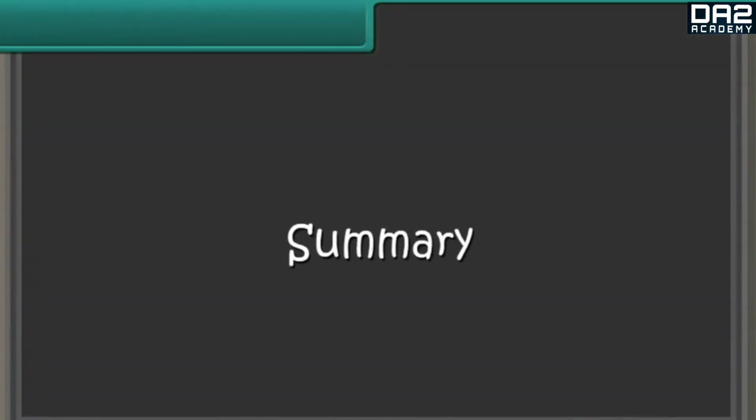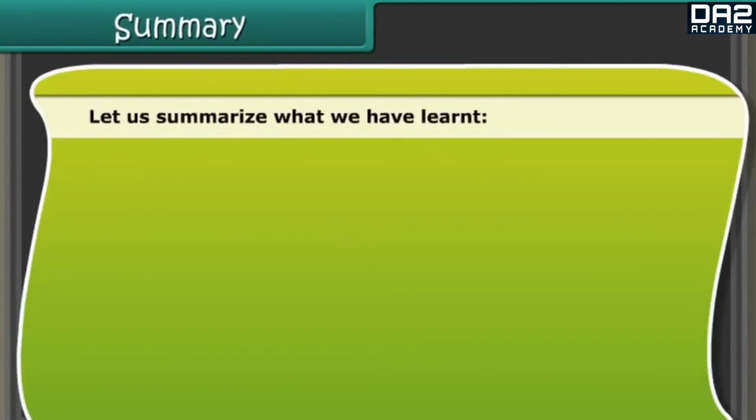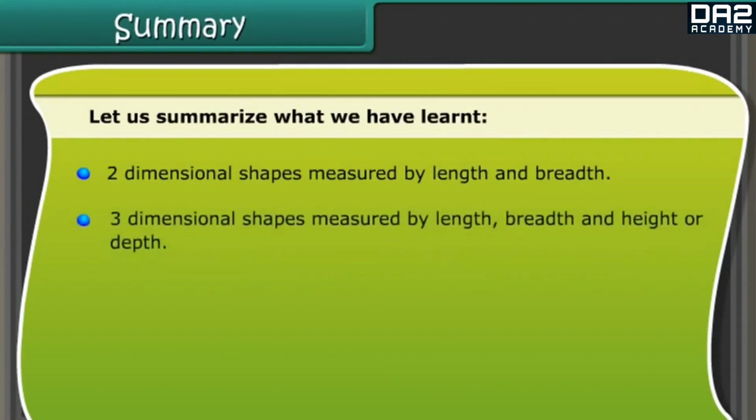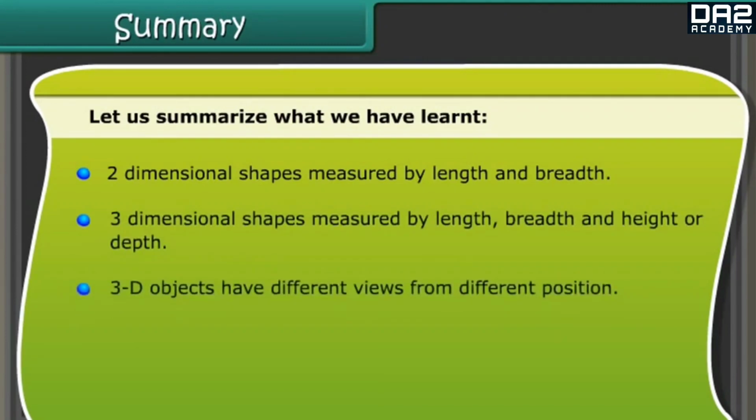Summary. Let us summarize what we have learned. Two-dimensional shapes are measured by length and breadth. Three-dimensional shapes are measured by length, breadth and height or depth. 3D objects have different views from different positions.